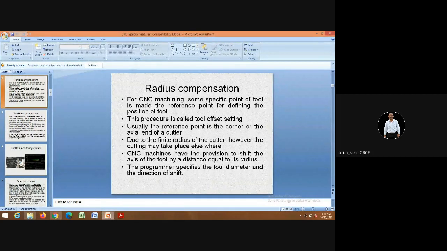Then tool nose radius compensation. The tool we use on a CNC lathe is not sharp. It has a radius at the end. Had it been sharp, the cutting point would have remained the same. But since it is a circle, the cutting point will go on changing when you are doing facing, OD turning, or taper cutting. So the cutting point will always keep on changing.